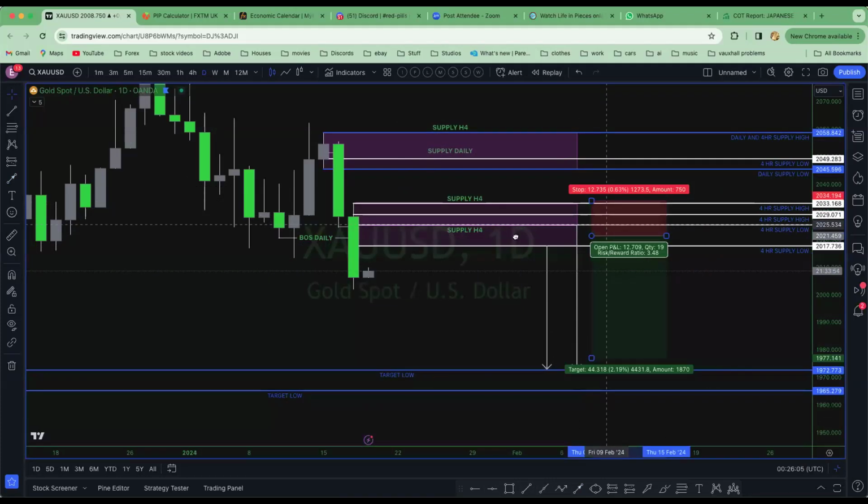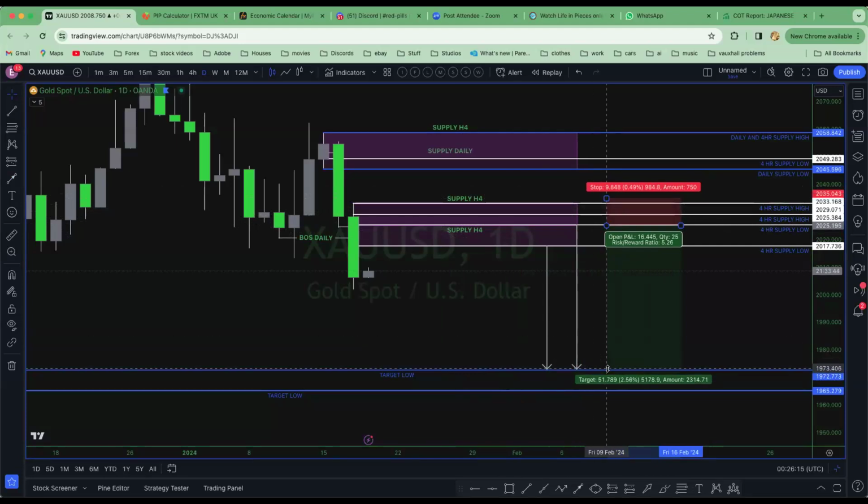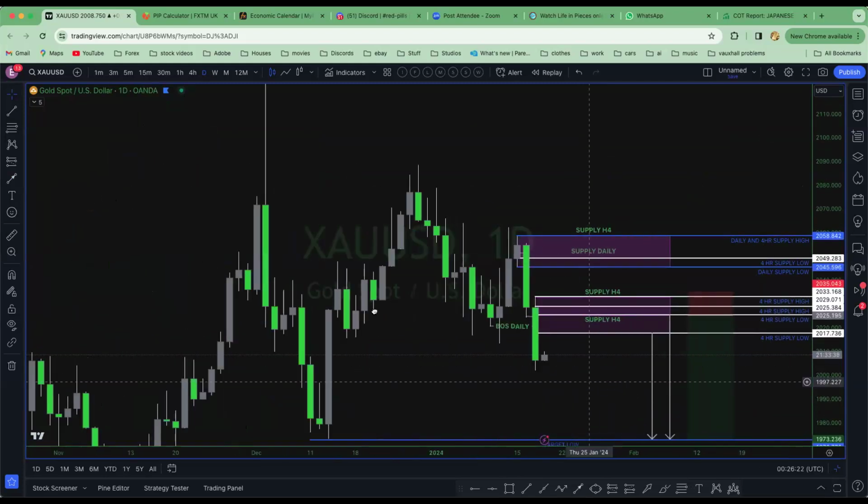And then if you are not going to enter on the bottom of the first 4 hour supply, you enter from this one up here. And then again, you have your stop loss just slightly above here, like this. And then boom, there you go. And guys and girls, I kid you not, that is literally it right there.